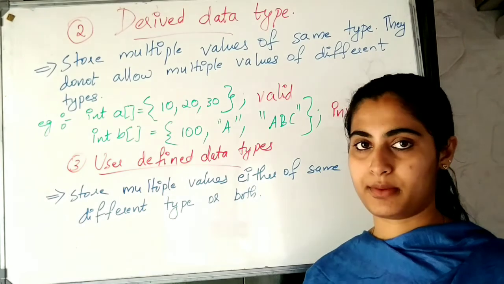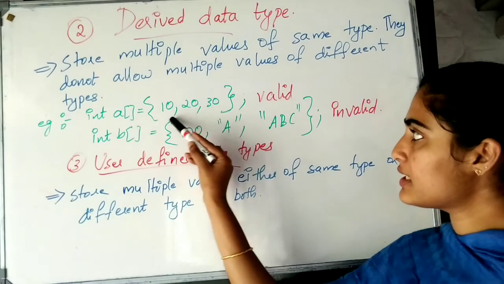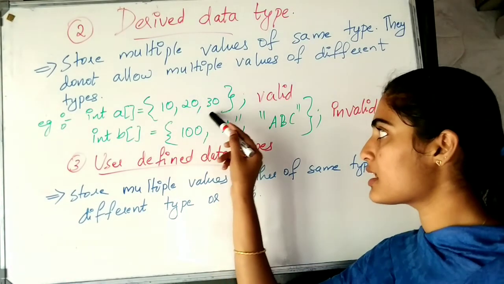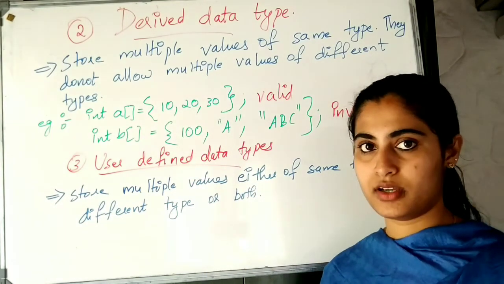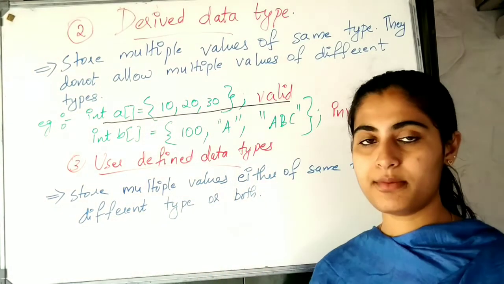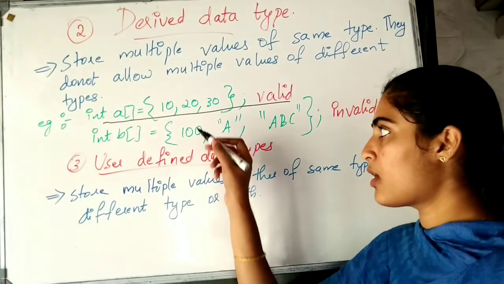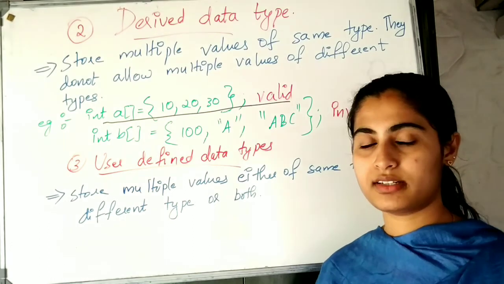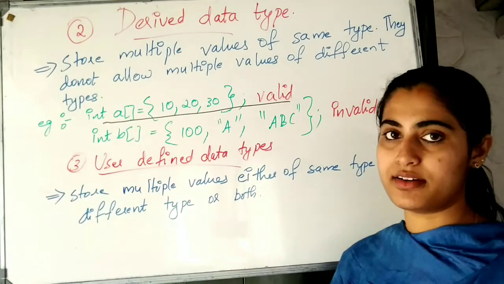Here in derived data type we can store multiple values, but the condition is that all the data should be of same type. For example, see here we have entered three numbers, that is 10, 20 and 30. We know that these three numbers are integers, that is they are of same data type. So this statement is said to be a valid statement, because we are storing multiple values of the same type, that is integer numbers.